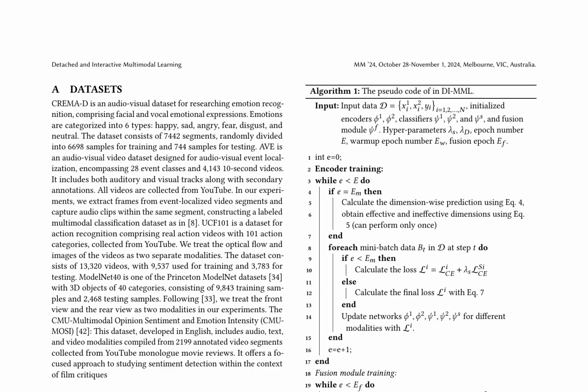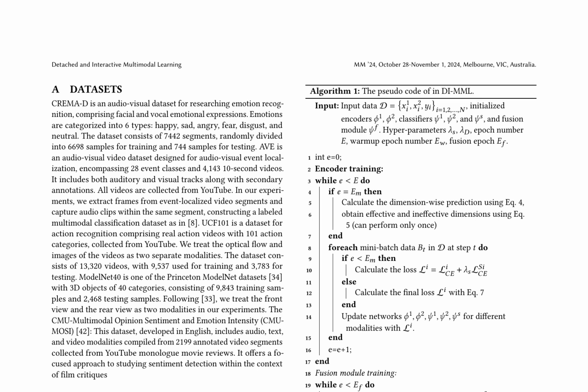The authors present 4 multimodal datasets used in their experiments: CREMAD, Avenue, UCF101, and ModelNet40. These datasets encompass various modalities, including audiovisual, facial, and vocal emotional expressions, as well as 3D objects and action recognition. They also describe 8 multimodal baselines for comparison, employing different strategies to address the challenges of multimodal learning.